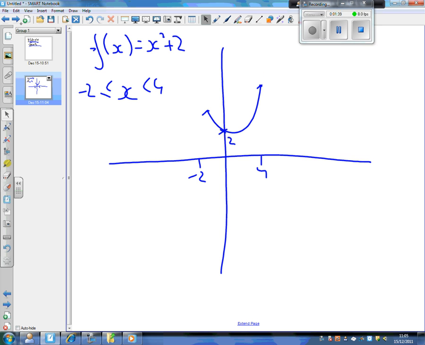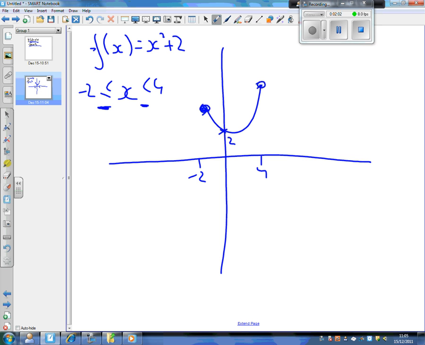Now comes the slightly more difficult bit. As you can see here, x is larger than or equal to minus 2, and because it says equal to, we've got to do a closed dot at the end. But because here it says smaller than 4, but not equal to, we do an open dot here, showing that the 4 is not included.